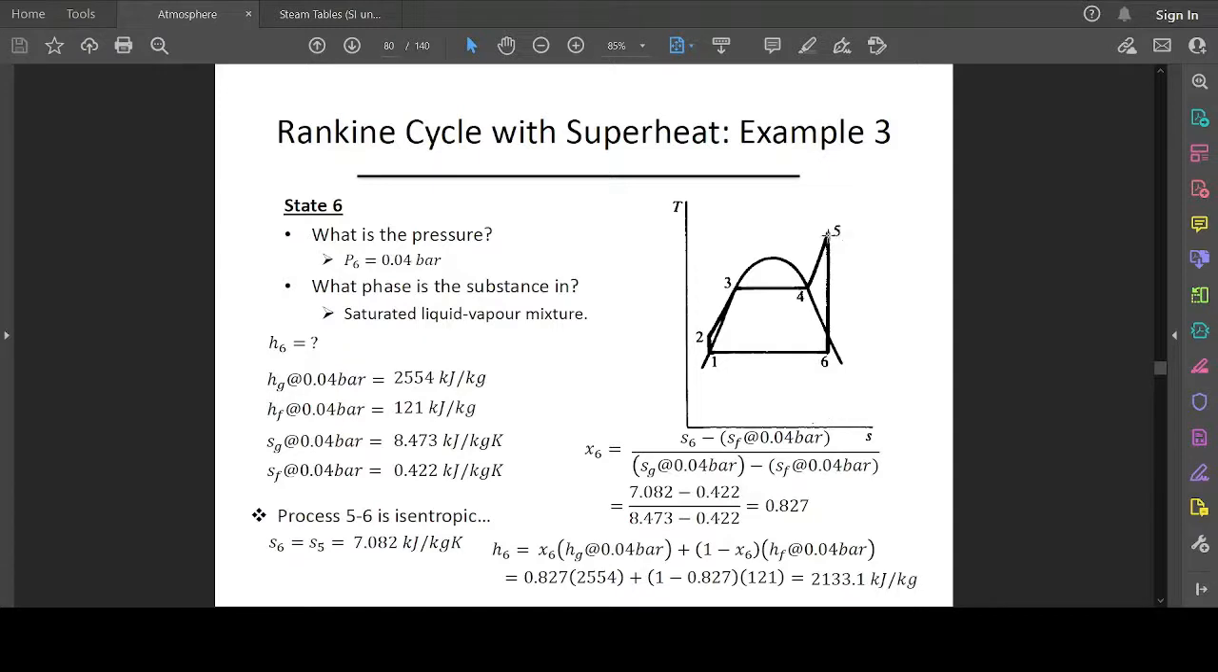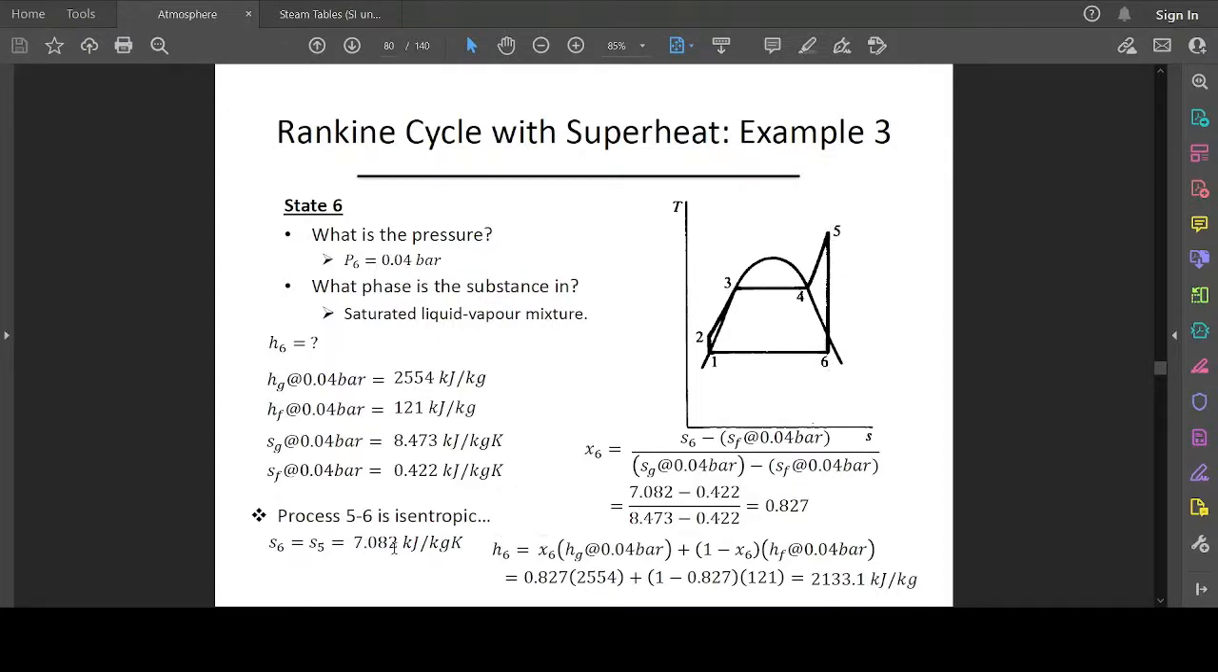So the entropy at stage 5 is still the same as the entropy at stage 6, and with that information, we can calculate the quality of the mixture here, okay? So with this axis, S6, which is the entropy at 6, is the same as the entropy at 5, because this is an isentropic process here.